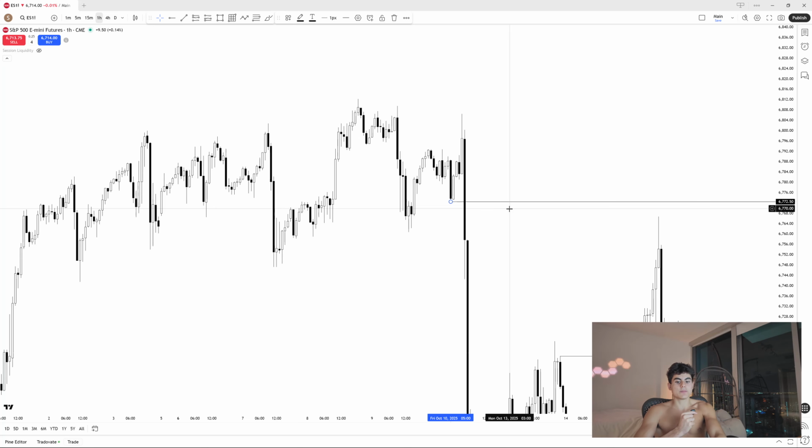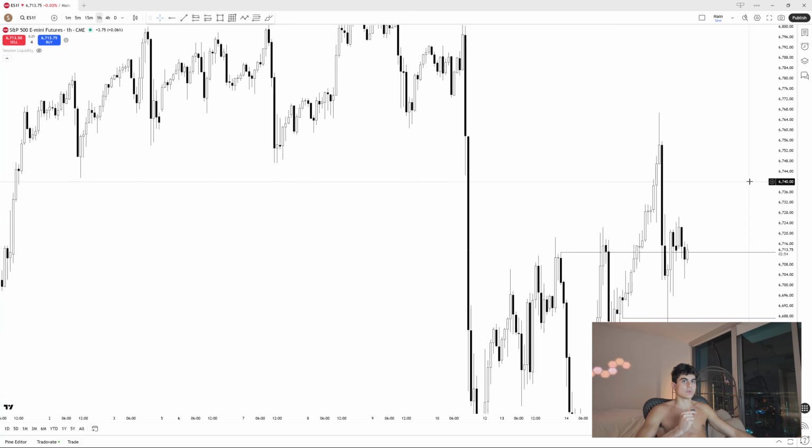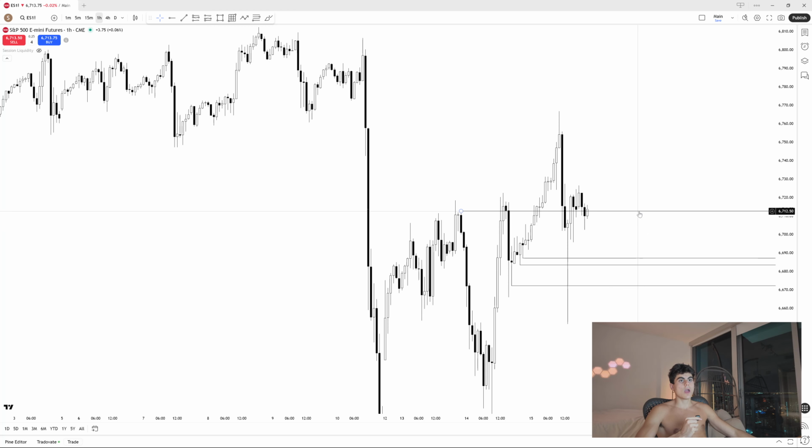But most of the time, if you follow this strategy, which I'll make a video on soon, the liquidity points get hit, and that's what causes price to reverse.